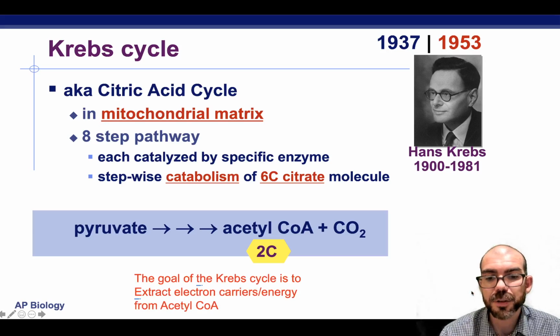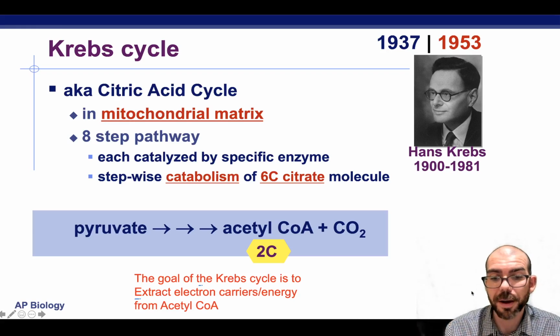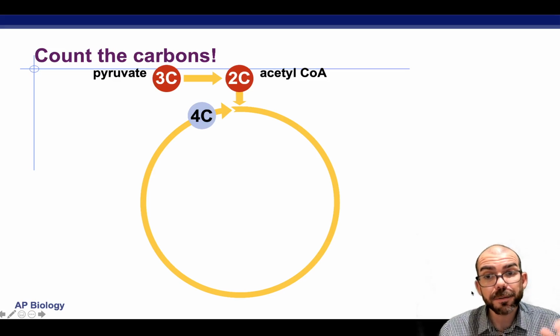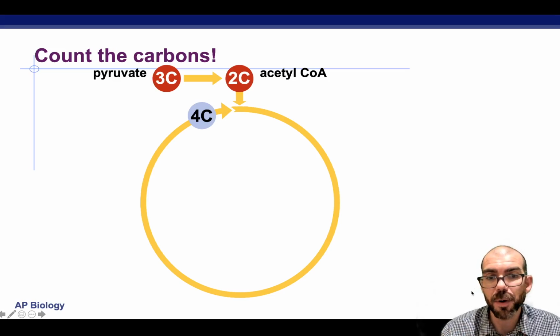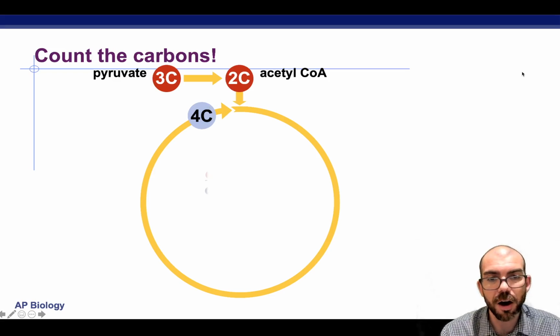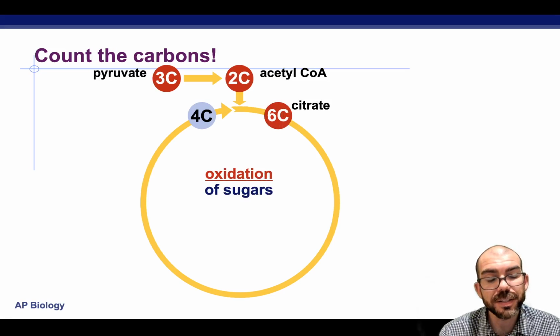There's a lot of steps in this process, so I want you to keep in mind the goal of this step is to extract electron carriers and energy from acetyl CoA. That is the whole point of everything you're about to see, is just to bank electron carriers and energy from acetyl CoA. So to look at it from far away, the Krebs cycle is a cycle. It's going to end the same way it begins. We have two-carbon acetyl CoAs. They're going to attach to a 4-carbon compound called oxaloacetate, and they're going to form a 6-carbon compound called citrate.